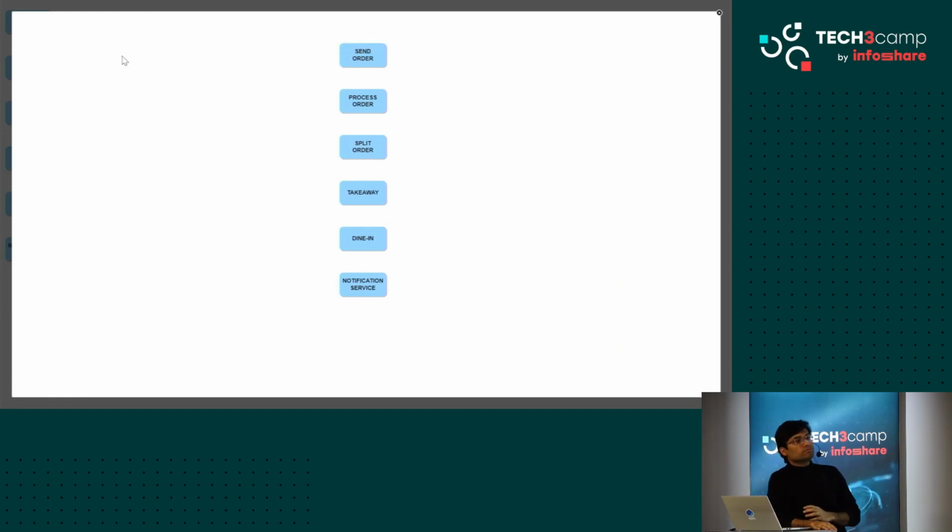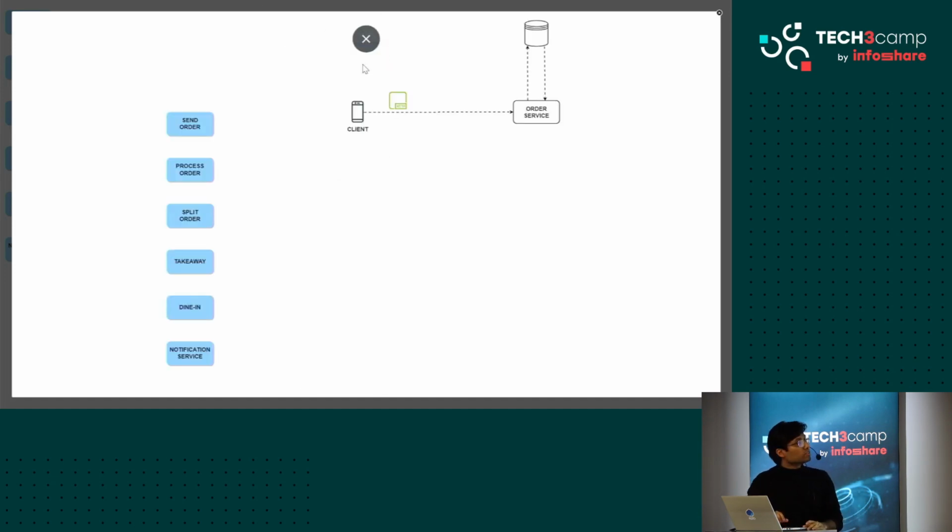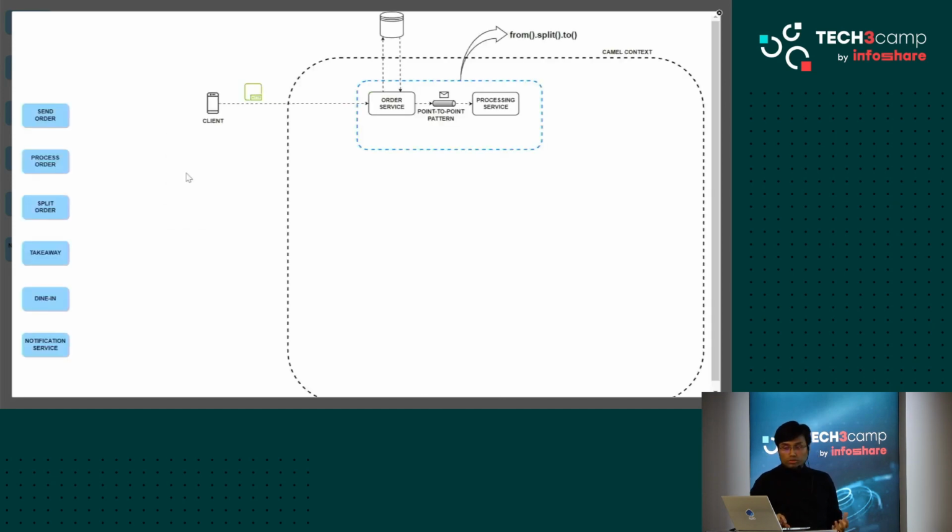So let's suppose a typical pizza ordering process takes place in these number of steps. So the first step would be that a client sends an order. So we have the order service with us. Once we receive the order, we persist that information into the database. Secondly, once the order has been registered into the system, we send that order to be processed.